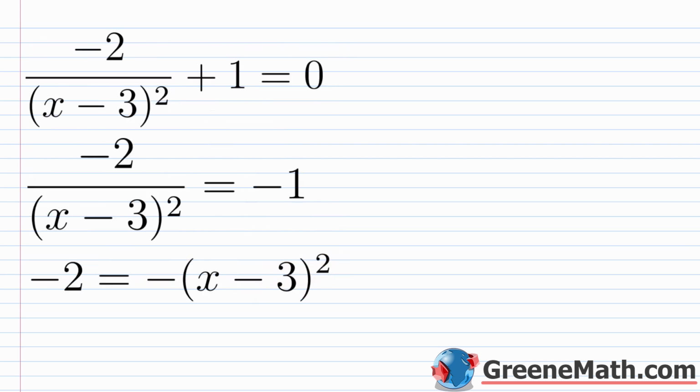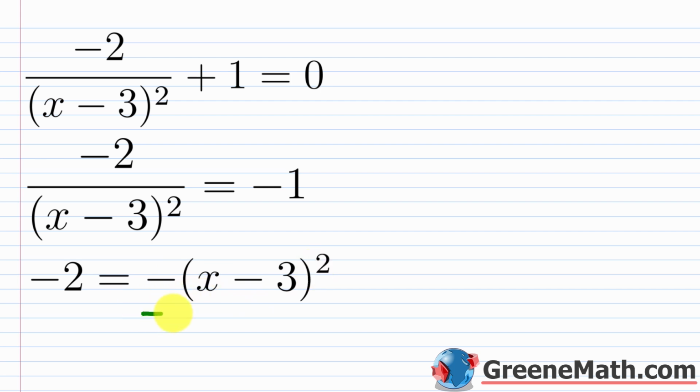If we want to find the x-intercepts, what do we do? We take our function, we set it equal to 0, and we solve. So negative 2 over the quantity x minus 3 squared plus 1 equals 0. You subtract 1 away from each side, and you get negative 2 over the quantity x minus 3 squared is equal to negative 1. And then what I would do is multiply both sides by this quantity x minus 3 squared to clear the denominator. So I get negative 2 is equal to the negative of the quantity x minus 3 squared.